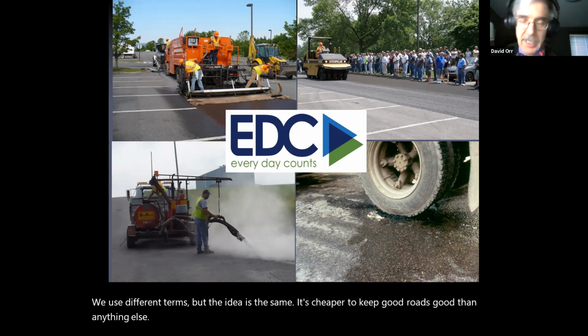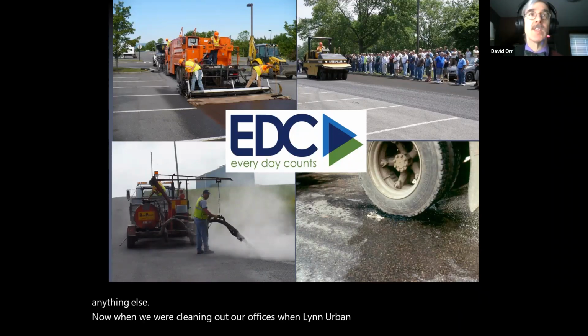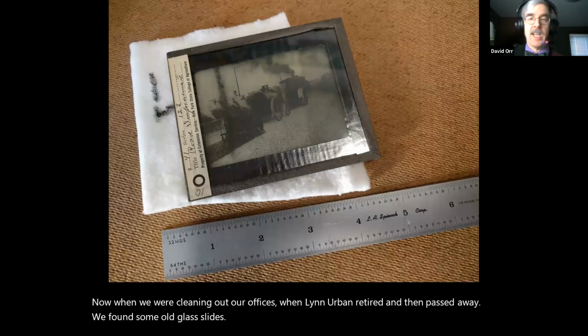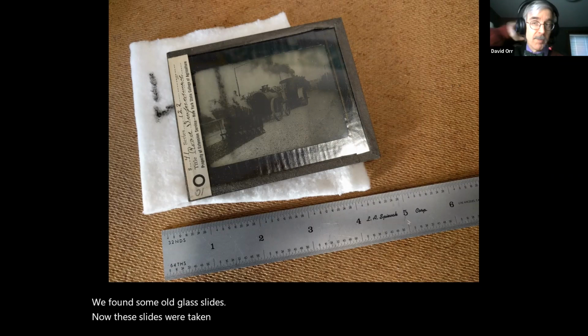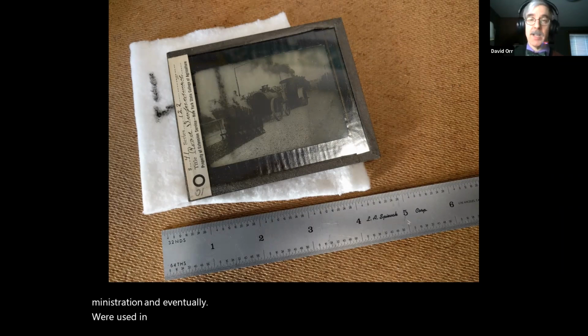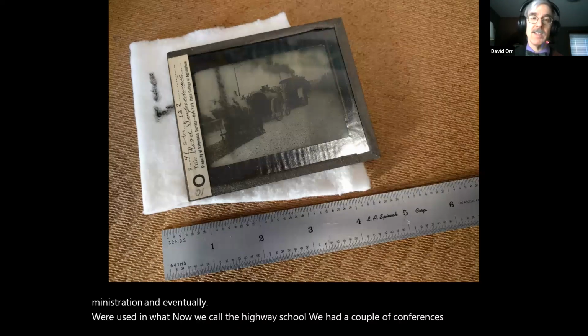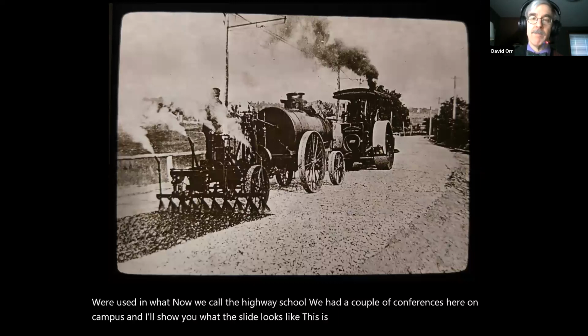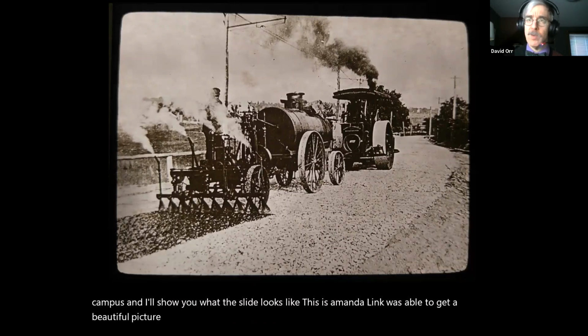Now, when we were cleaning out our offices when Lynn Irwin retired and then passed away, we found some old glass slides. Now, these slides were taken by the Bureau of Public Roads, which became the Federal Highway Administration, and eventually were used in what now we call the Highway School. We had a couple of conferences here on campus. And I'll show you what the slide looks like. This is Amanda Link was able to get a beautiful picture of this with her phone, better than I could possibly do with all kinds of times.